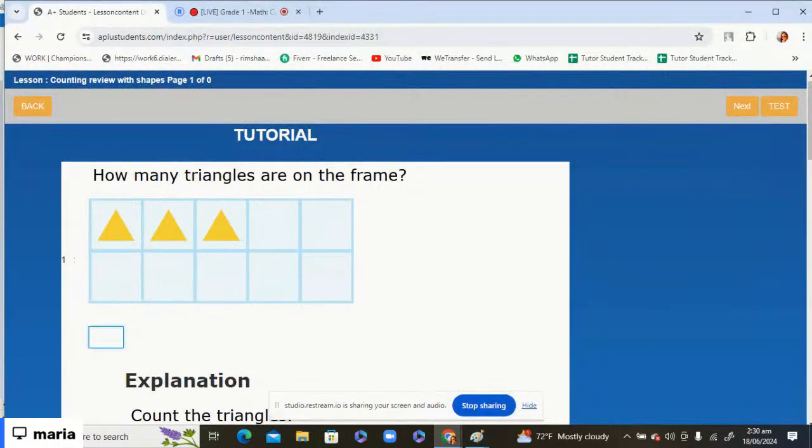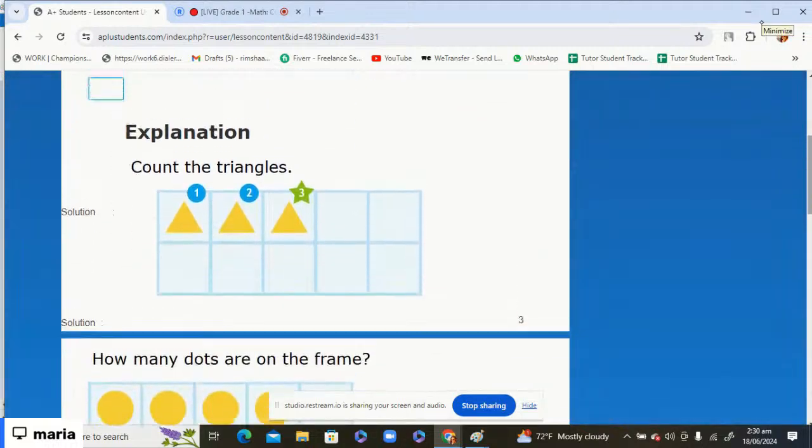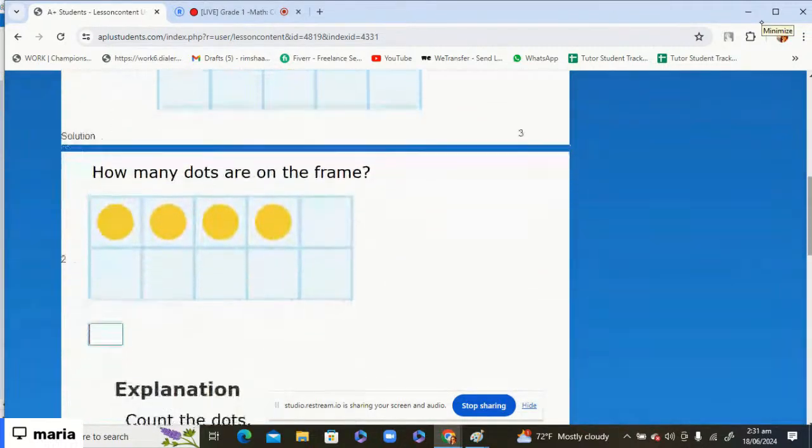Okay. So now let's do this question. So how many triangles are there in the frame? How many triangles are there? Count the triangles. It's one, two, and three. Here you just need to count it how many shapes, okay? Like how many shapes, how many figures, how many things are there in the frame. And then you just write your answer. Simple. So these are three. Okay.